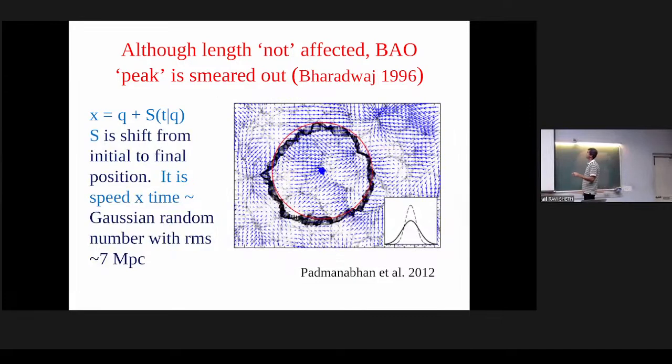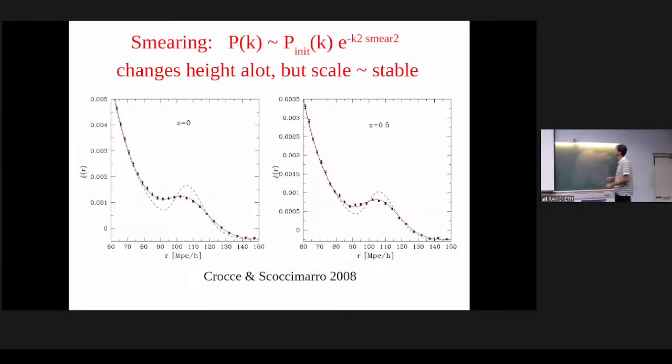So the idea, right, is that the flows have moved everything, so what was initially nice shells has been blurred out by a blurring that is of order, in lambda CDM, about 7 megaparsecs at redshift 0, less at higher redshift, because there was less time for things to move. And so that's the idea, right? You started out from this nice bump, and it got smeared out to this one.